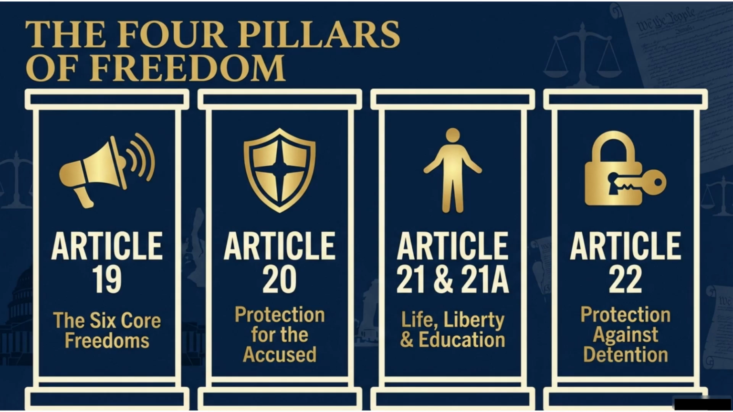Alright, before we go into the details, let us understand the big picture. The right to freedom is not just one article. It is actually a cluster of 4 articles working together. Think of them as 4 pillars holding up your freedom as an individual. Article 19 gives you the 6 core freedoms. Article 20 protects you if you are accused of a crime. Articles 21 and 21A deal with your right to life, personal liberty, and education. And Article 22 protects you against arbitrary detention. Each one has its own scope and its own exam importance.